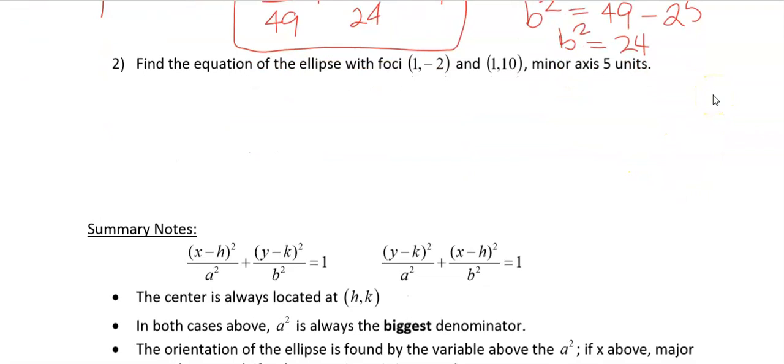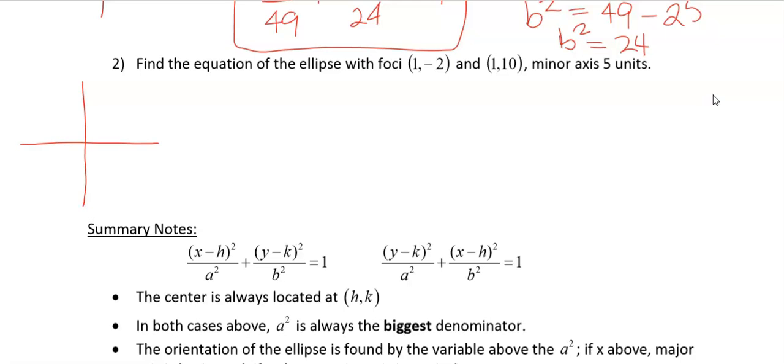Find the equation of the ellipse with foci at (1, -2) and also (1, 10). Ooh. And the minor axis is 5 units long. Now watch this, a rough graph. I'm going to try to get through this one fairly quickly. This video is long. I'm going to approximately, as well as I can with this stylus anyway, put in my 2 foci.